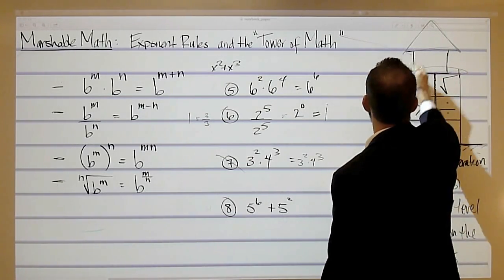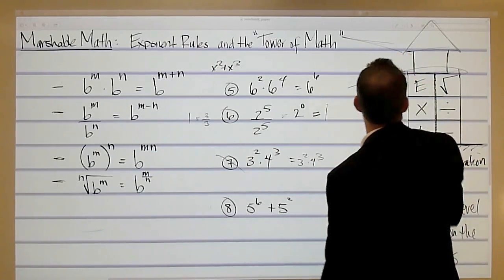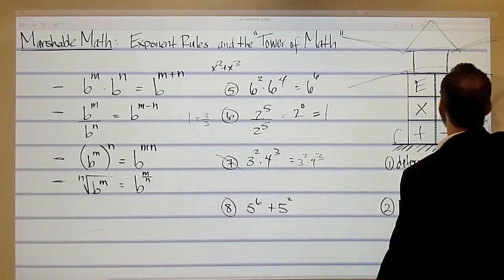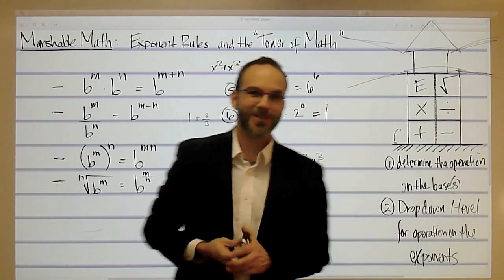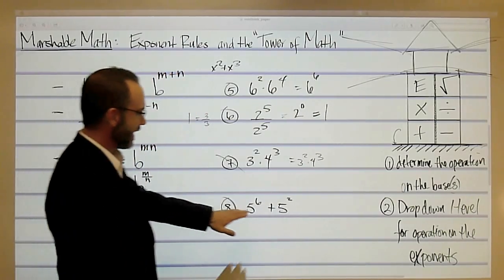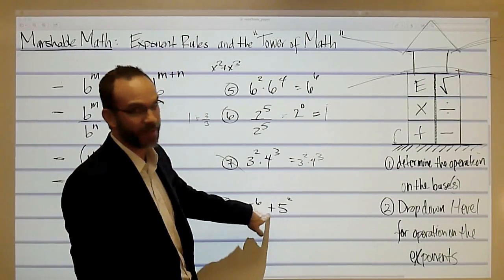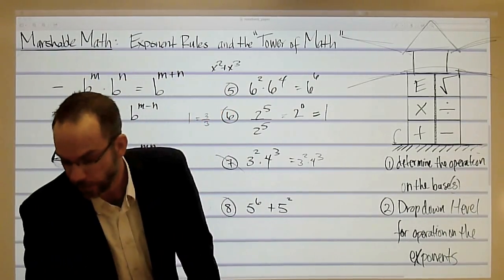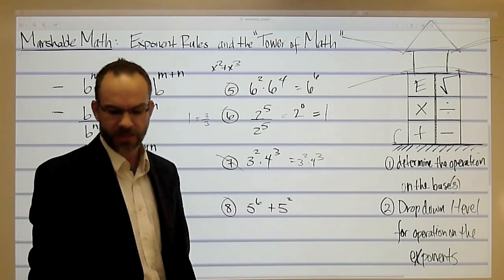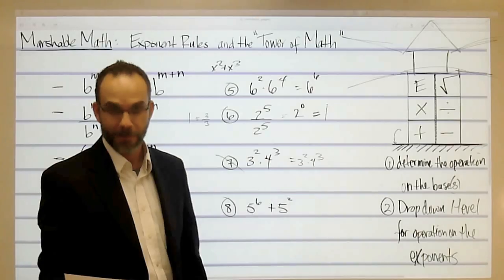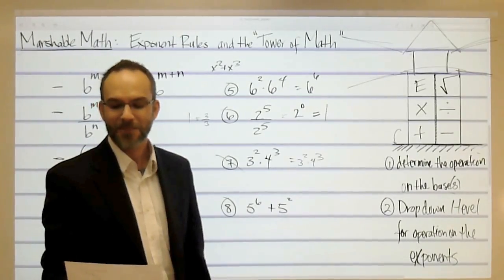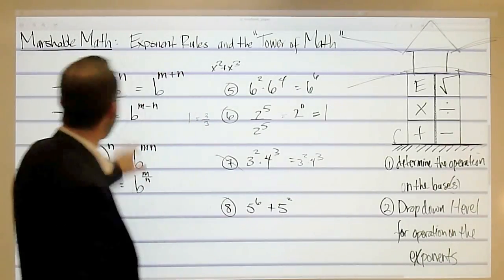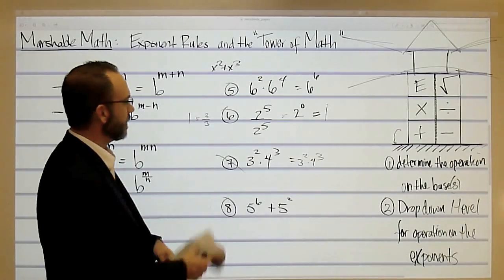Lighthouse. Keep shining out to warn that lonely sailor, otherwise known as the mathematician. Okay, so you really can't do an exponent rule here on this one because you're adding the bases, and there is no way to drop down one level. Now, having said all that, let's see if I covered all of my bases. I think so. These things are good here. Here's the Tower of Math, maybe help you use them.